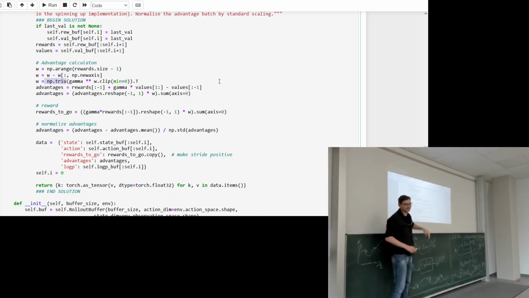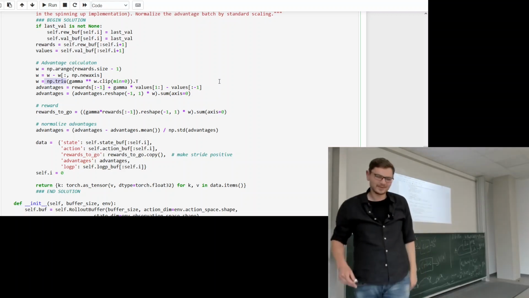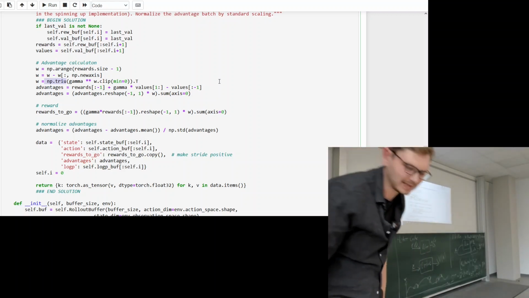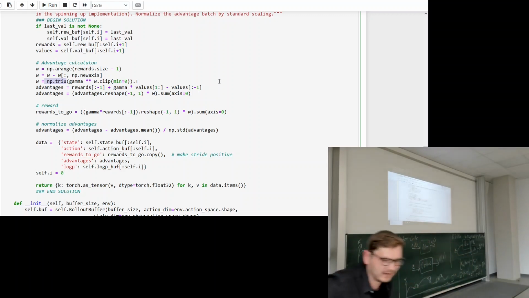So I must admit this code snippet and some other parts of the code are not that easily readable, but we are trying to get there.